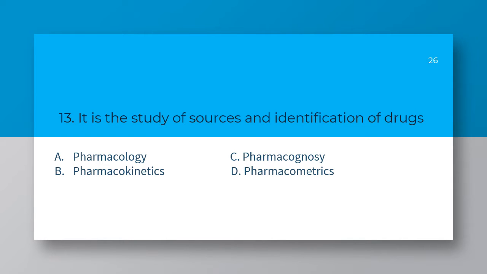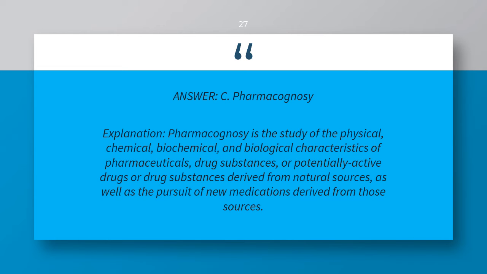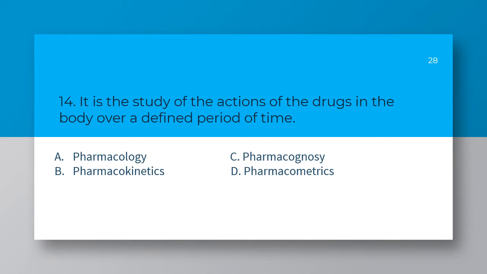Number 13. It is a study of sources and identification of drugs. Answer is C. Pharmacognosy. Pharmacognosy is the study of physical, chemical, biochemical, and biological characteristics of pharmaceuticals, drug substances, or potentially active drugs or drug substances derived from natural sources, as well as the pursuit of new medications derived from those sources. Number 14. It is a study of actions of drugs in the body over a defined period of time.